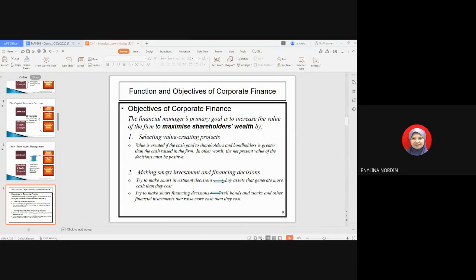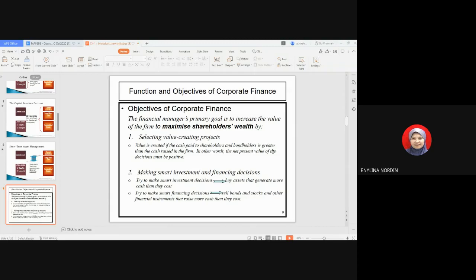The second one, the financial managers, in meeting the goal here of maximizing the shareholders' wealth and maximizing the firm value, must make sure that they are making a smart investment and financing decision. How can it be done? The financial managers must invest in the asset, like I said earlier, that can generate more cash or more income than the cost.